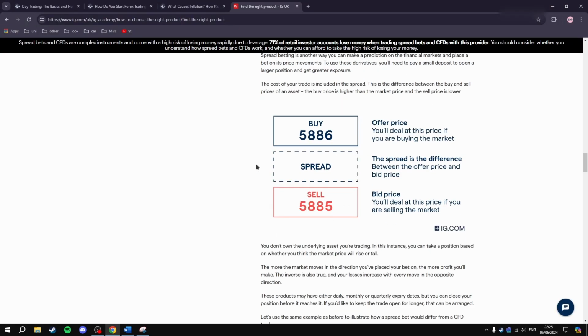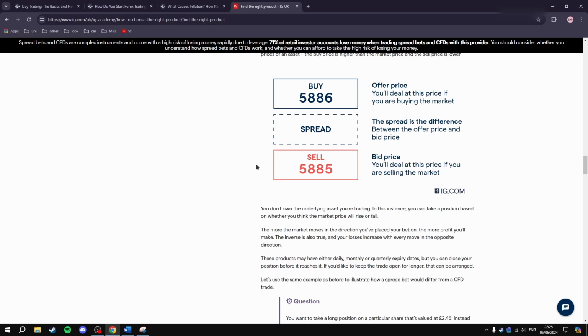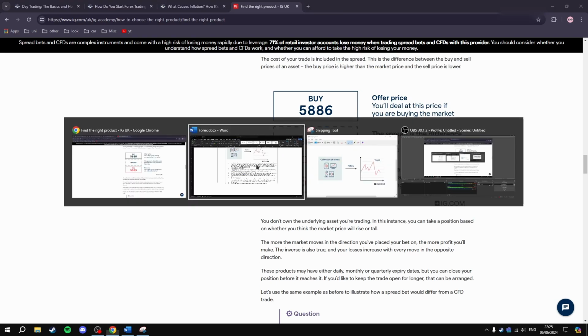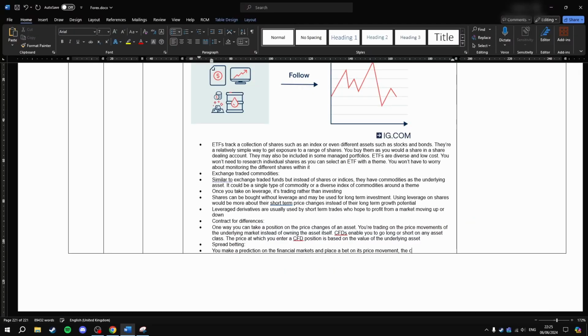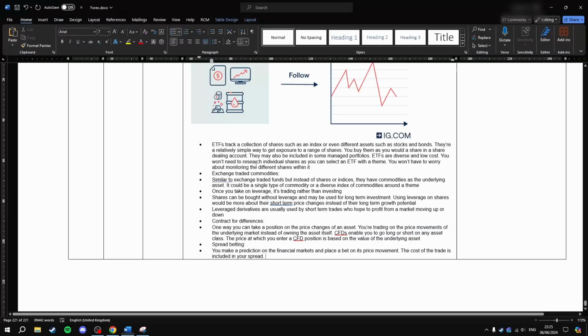To use these derivatives, you'll need to pay a small deposit to open a larger position and get greater exposure. Leverage again. The cost of your trade is included in the spread.